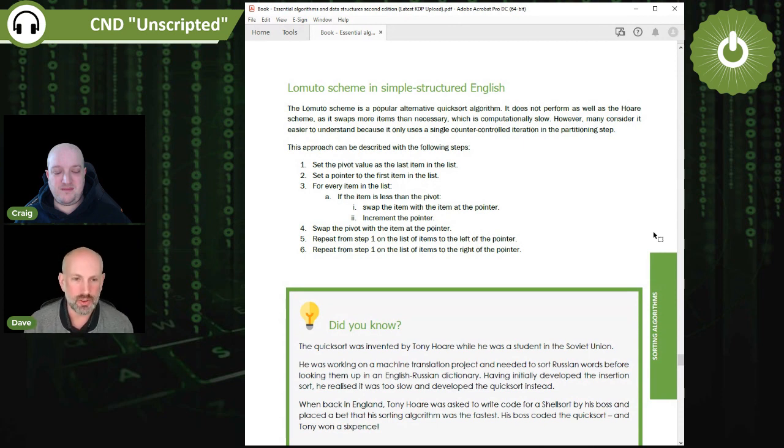I don't teach either of these methods, actually, Craig. And this is where the confusion comes in, because it does depend on your teacher's experience. If they have a background in maths and they've done a maths degree or computer science degree with a heavy maths component, they may well teach the Hoare method, and there's nothing wrong with that. Equally, they might teach the Lomuto method, and there's nothing wrong with that either. I don't teach either of those methods.